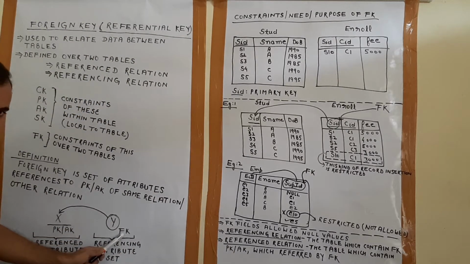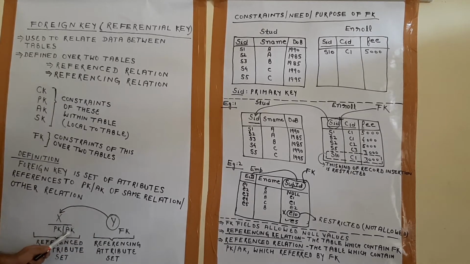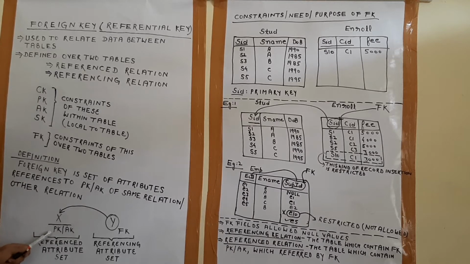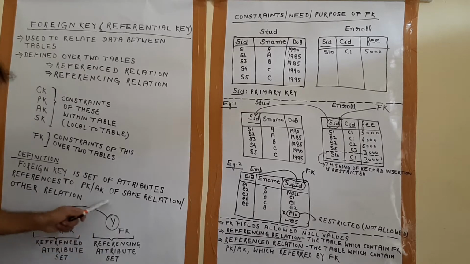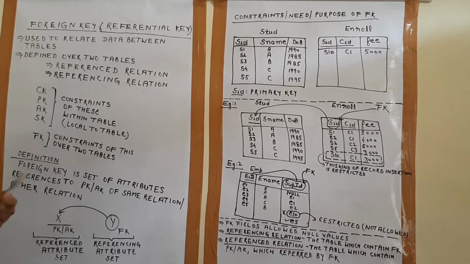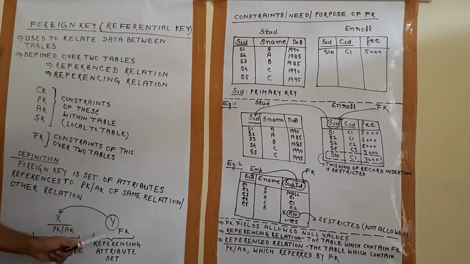See here, why is it a foreign key? It is referring to the primary key or alternative key. X is the primary key or alternative key. We always underline the candidate key, and primary key or alternative key is also a candidate key. So X is underlined. Foreign key is referring to the primary key or alternative key of the same relation or other relation.